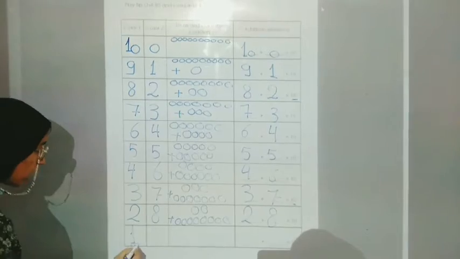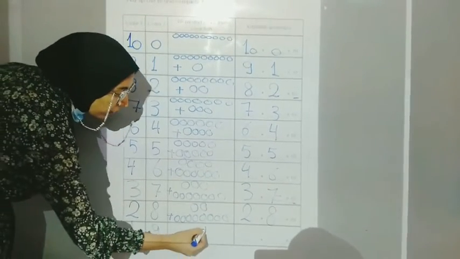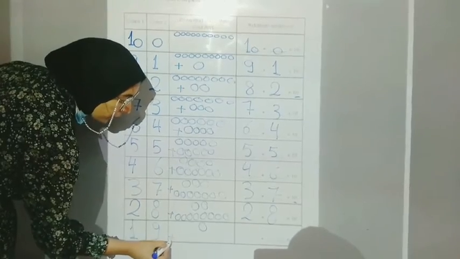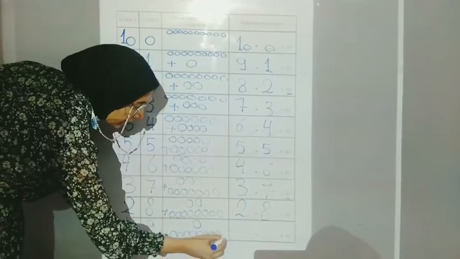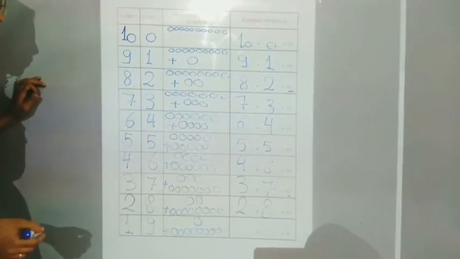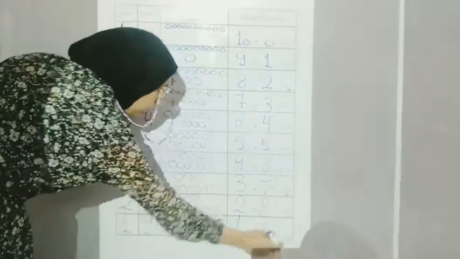Last one. Here I have only 1 red pole. And how many blue poles? I have 9. Count, there I have 1. And down the blue poles, I have 9. 1, 2, 3, 4, 5, 6, 7, 8, and 9. When I count all of them together, 1 plus 9 gives you what? It gives you 10. So 1 plus 9 equals 10.